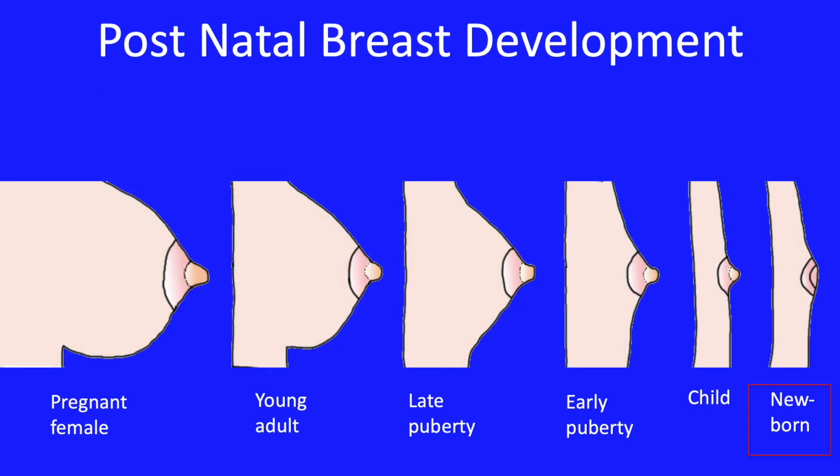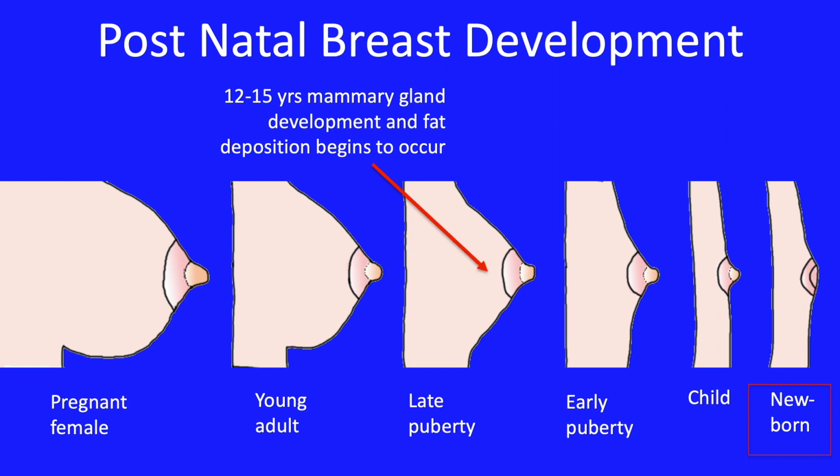As you have probably observed, there is almost no difference in the appearance of the breast in a newborn, whether the newborn is a genetic male or female. This concept is demonstrated in this series of drawings that represent the newborn to the pregnant female moving from right to left. At puberty, differences begin to emerge, and at late puberty, when hormonal stimulation kicks in, gland development and fat deposition begins in earnest.